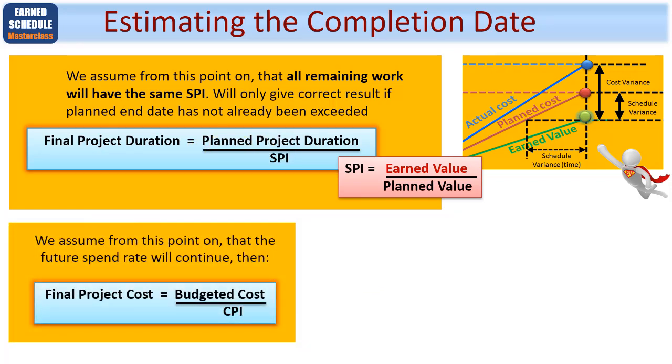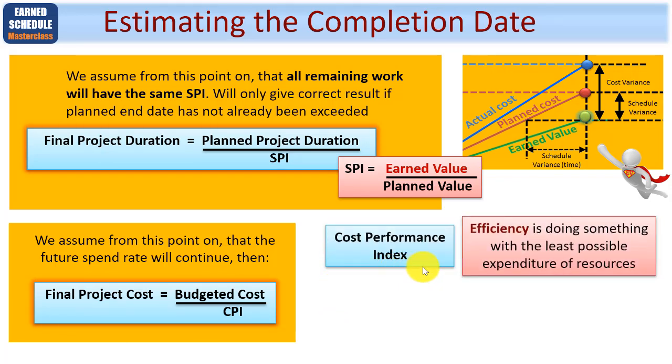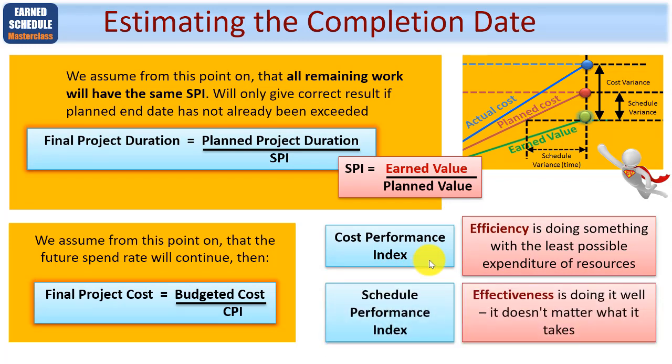Taking another view, if you assume that from this point on the future spend rate will continue, then your final project cost will be budgeted cost divided by your cost performance index. So your cost performance index shows you efficiency, that's doing something with the least possible expenditure of resources, and your schedule performance index shows effectiveness, that's doing it well. It doesn't matter what it takes, but you will do it well.